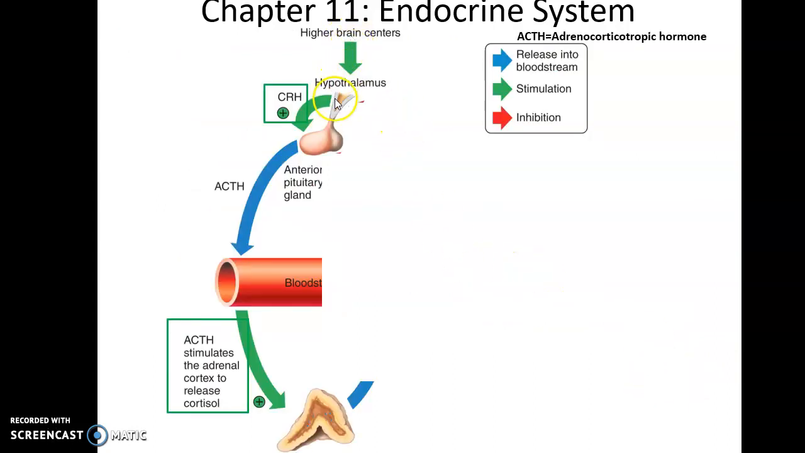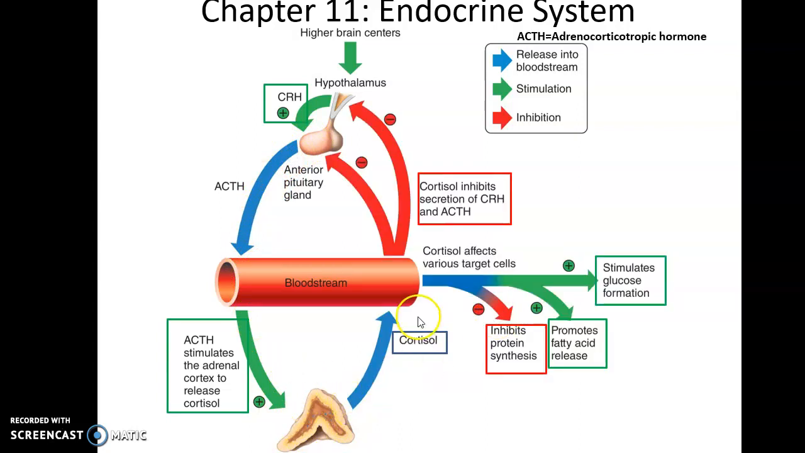So higher centers of the brain signal the hypothalamus to release corticotropin-releasing hormone, which goes to the anterior pituitary gland. It sends out its adrenocorticotropic hormone, which then goes to the bloodstream, goes to the adrenal cortex, and causes the adrenal cortex to release cortisol. Cortisol inhibits protein synthesis. It then promotes fatty acid release, a great energy source, and stimulates glucose formation from non-carbohydrate sources. And then the levels of cortisol in the bloodstream act as the negative inhibitor, telling the hypothalamus and the anterior pituitary gland that they don't have to produce hormones to trigger cortisol production.